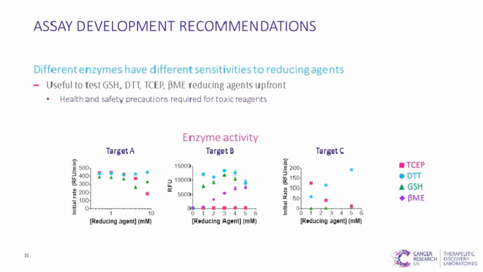In addition, different enzymes have different sensitivities to reducing agents. So some enzymes, such as target A on the left-hand side, are quite robust and will be active in the presence of various reducing agents, whereas other targets, such as target C on the right-hand side, are much fussier. And so we find it's very useful to test all the different reducing agents up front during assay development in order to be aware of what the possibilities are later down the line. We also bear in mind the possibility of redox and thiol competition when we're interpreting our data.